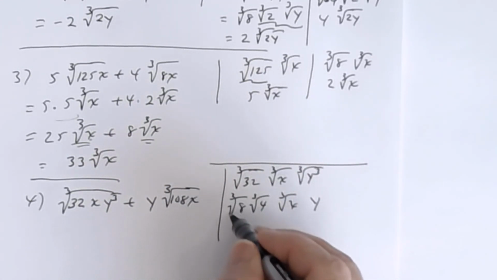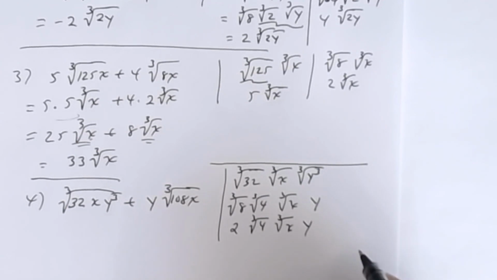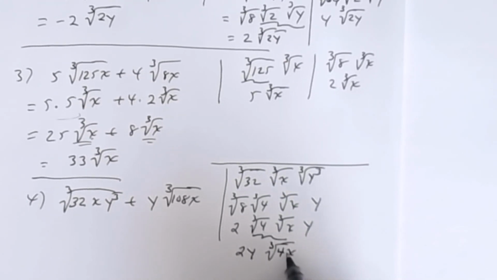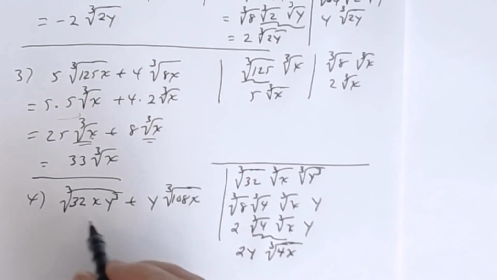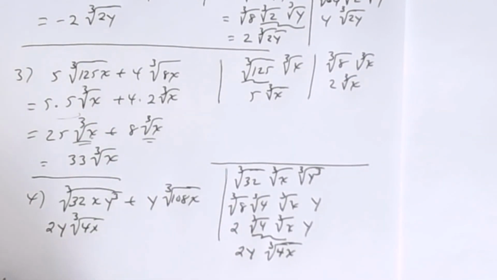And I can also simplify the cube root of 8. That's just 2. So I get 2 times the cube root of 4 times the cube root of x times y, right? I cannot simplify the cube root of 4 any further. I cannot simplify the cube root of x any further. But I know, using the product rule, I can write this as one cube root. I'm going to put the 2y together and put the cube root on the end. So it's going to be 2y times the cube root of 4x.